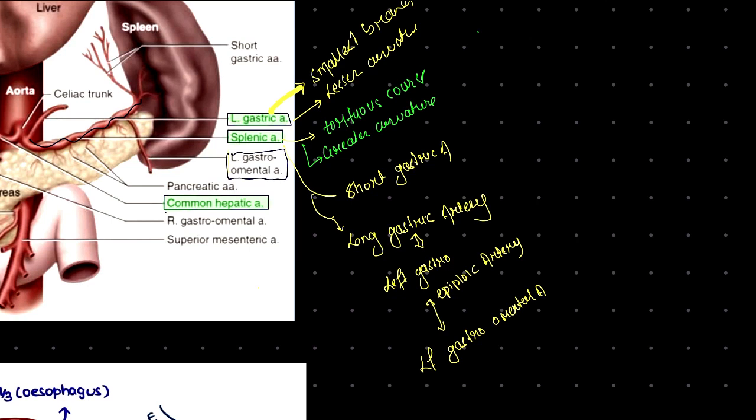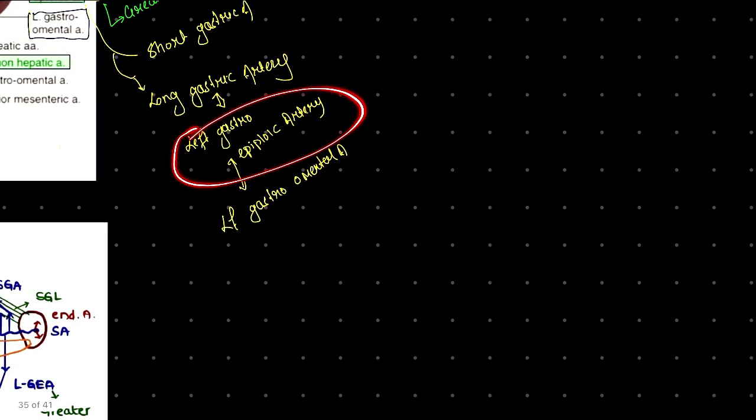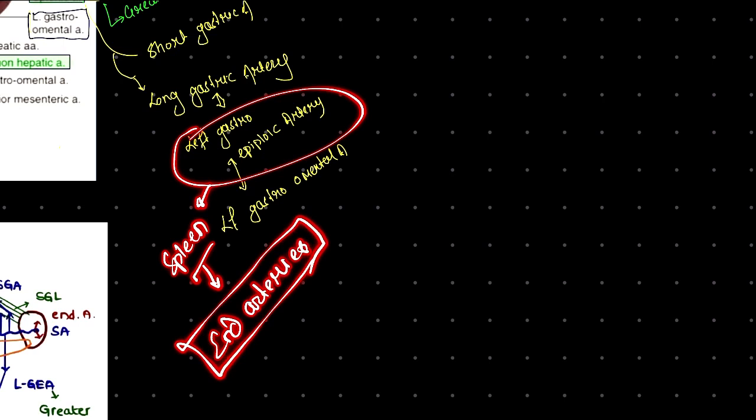The splenic artery has two further branches: the short gastric artery, and the left gastromental artery, or long gastric artery, or left gastroepiploic artery. Now, what are these arteries doing? They supply the spleen with multiple end arteries. These end arteries will not anastomose further; they will end right there.